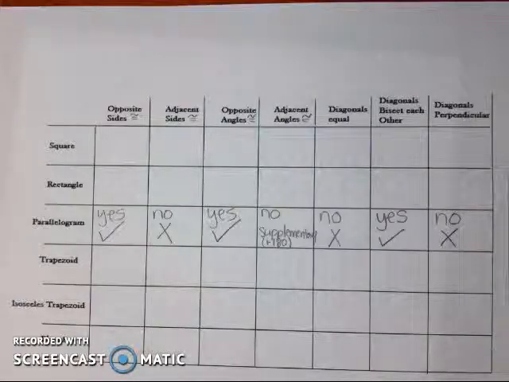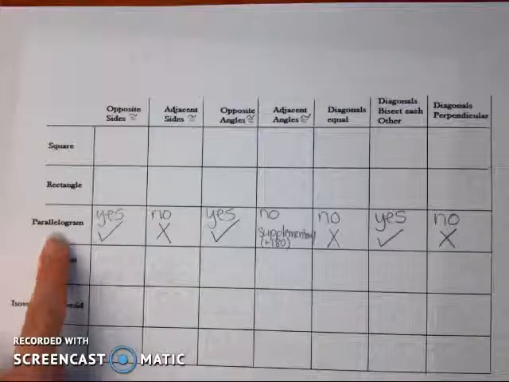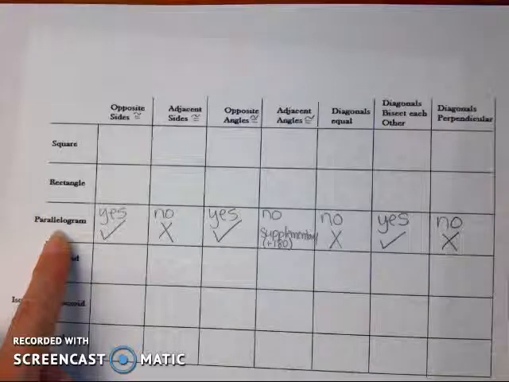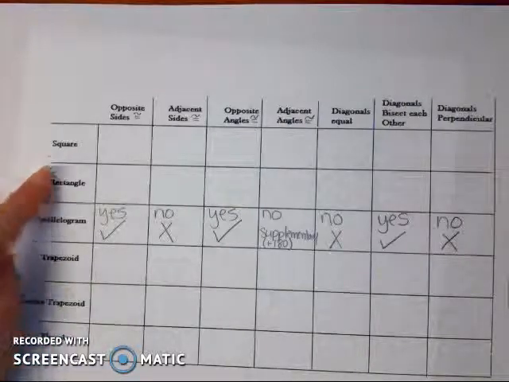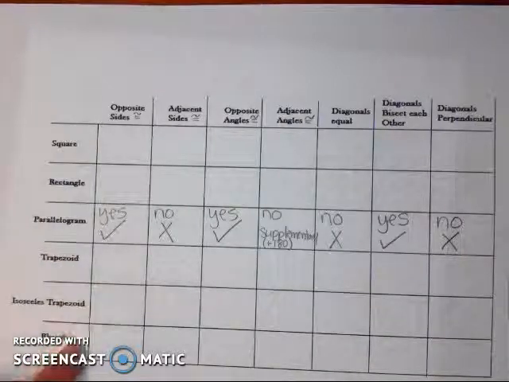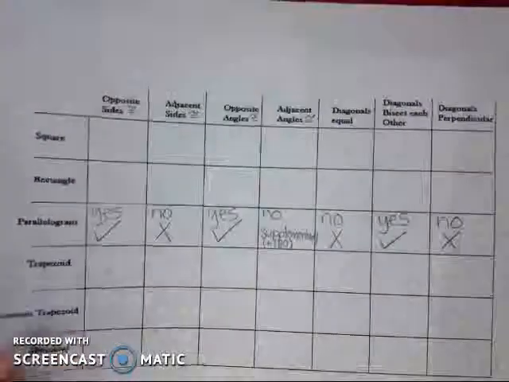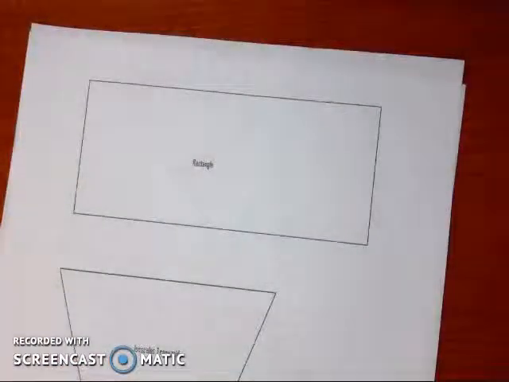Okay, so here's our chart that we've been filling out. These are our properties. We already have our parallelogram one filled out, so we're going to fill out the rectangle, the square, and the rhombus here at the bottom. Go ahead and get your shapes, and we should have these in class.